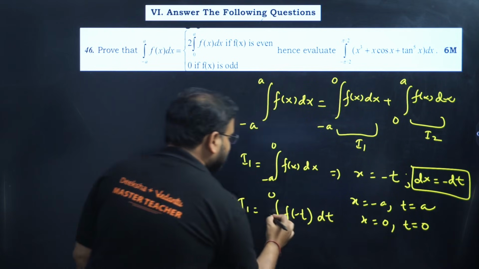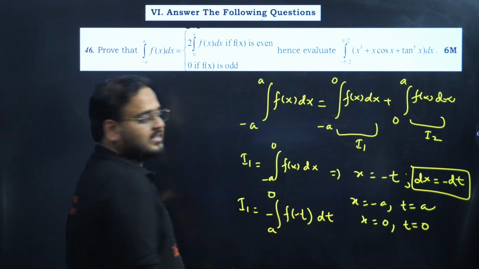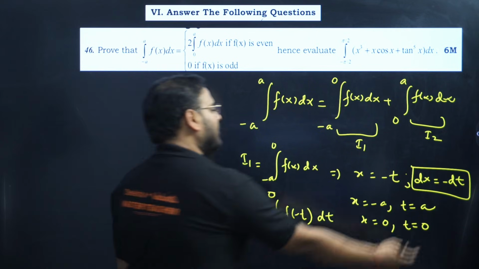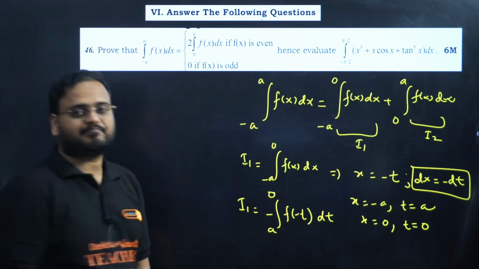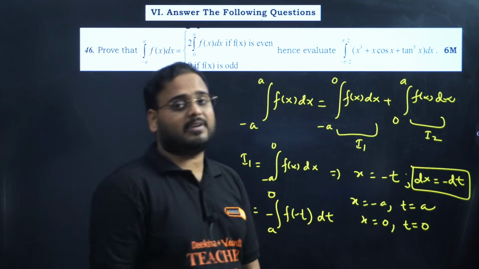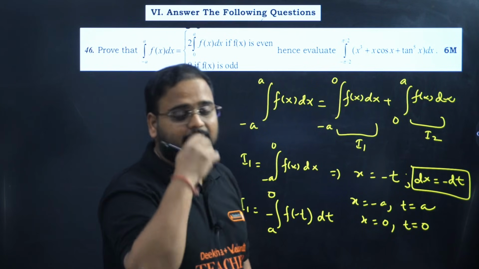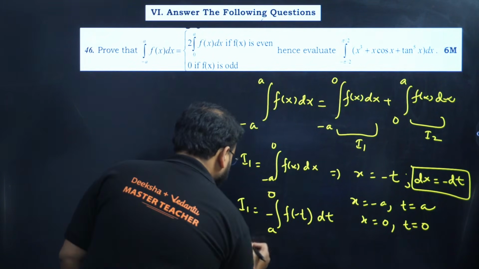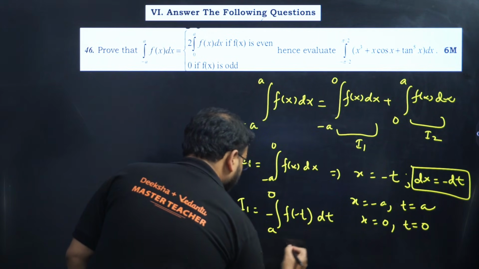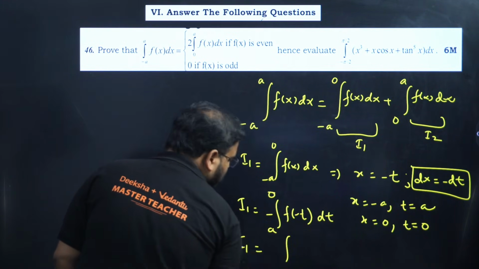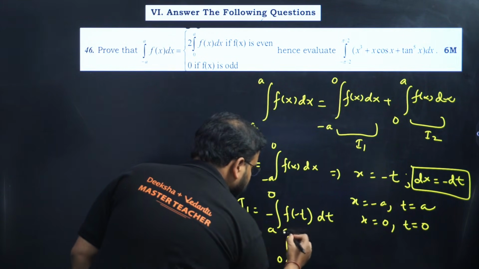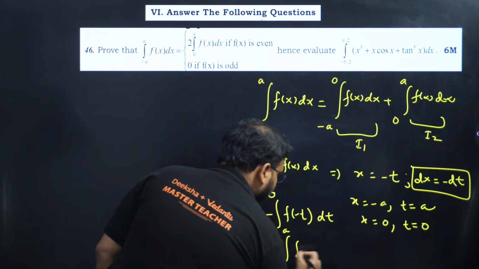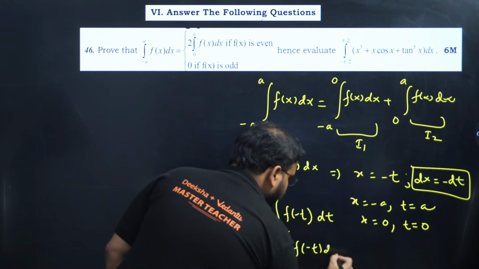I can write the sign outside over here as minus. There is a minus dt. I've taken the minus sign outside. We have another property of definite integral that if a minus sign is there, we can change the limit now. Just reverse the limit. So I'll have I1 equals to, it was a to 0 will become 0 to a with a plus sign this time. F of minus t dt.